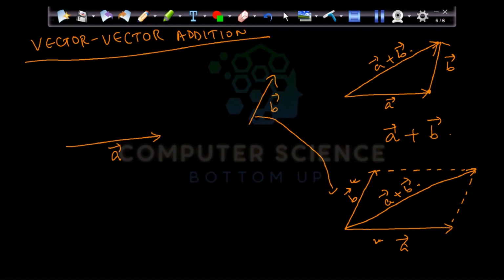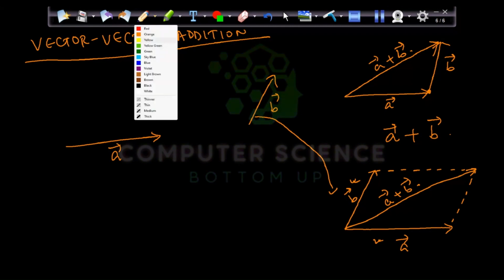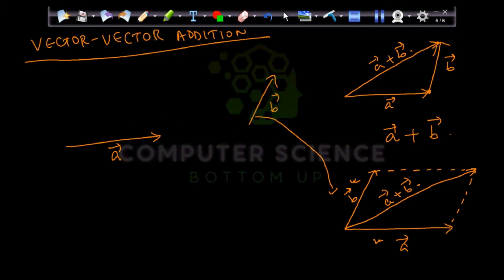Now you can just think about this. Had you put this b vector not here but as this b vector, then a vector plus b vector is nothing but the third side of the triangle, right? So these are two methods of vector addition.